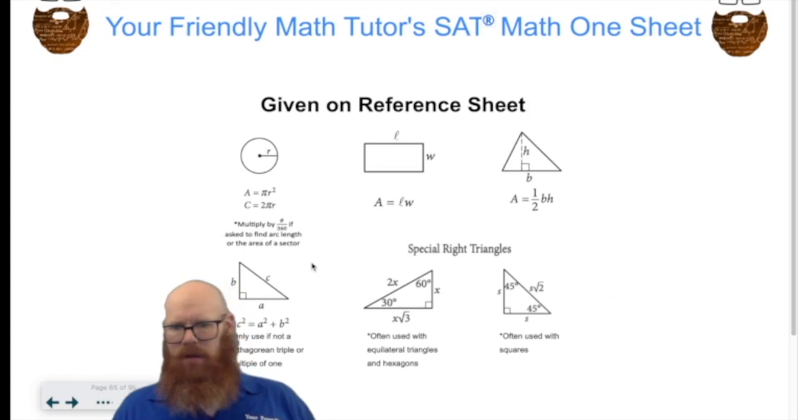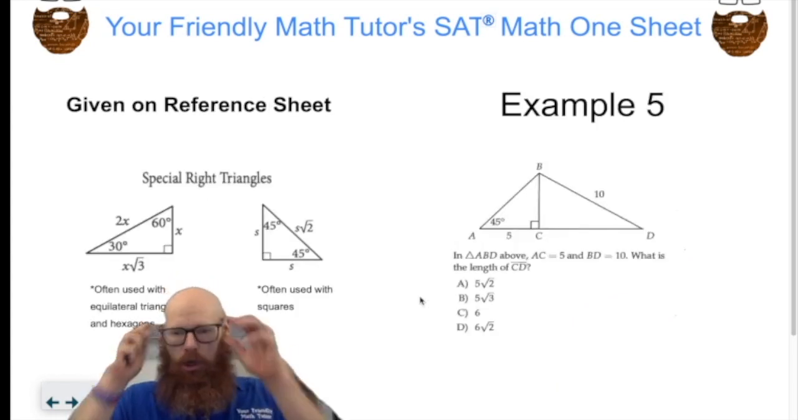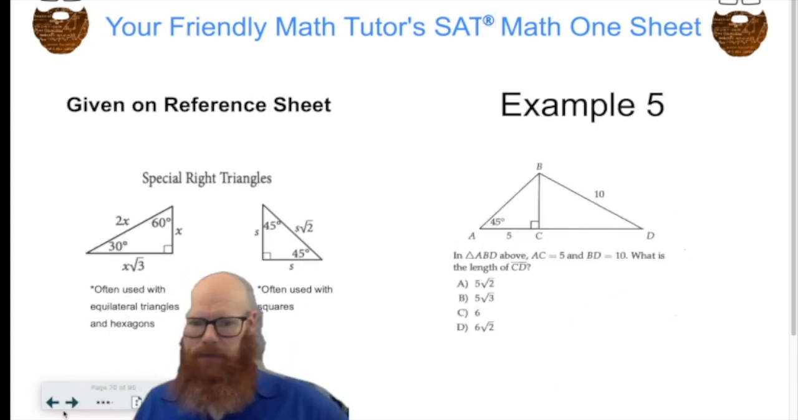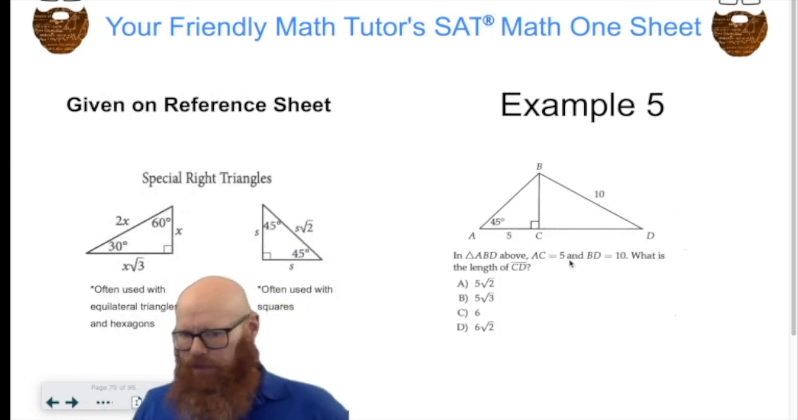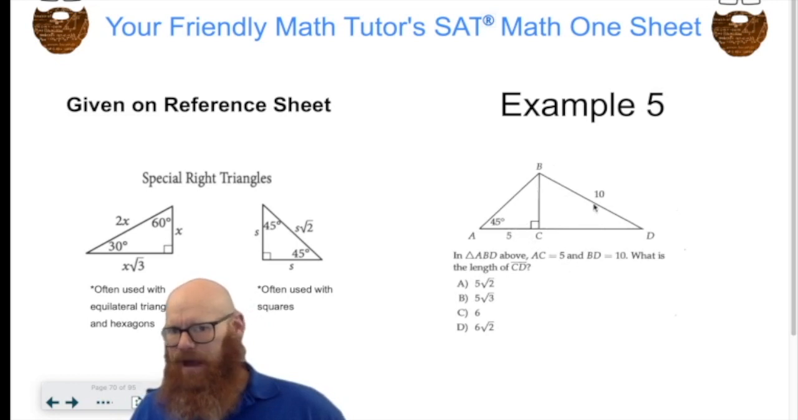Okay, so now our last topic is on special right triangles. We're going to go over both of these at the same time in two different examples. If we take a look at this triangle here, we've got this is 5, BD is 10. What's the length of CD?